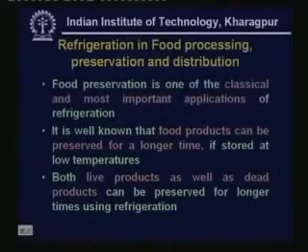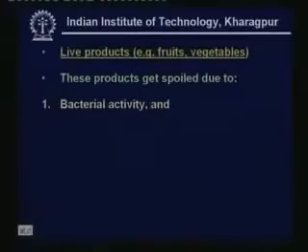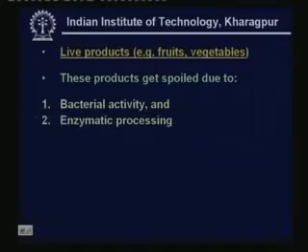You can store both live products as well as dead products for a longer time if you are keeping them at low temperatures. Let us see what are the live and dead products. Live products are typically products which can breathe, which undergo the process of respiration. These are just like any living beings, and the examples of live products are fruits, vegetables, etc. And the live products get spoiled because of two reasons. One is because of the bacterial activity, and the second reason is because of enzymatic processing. These are the two main reasons behind the decay of live products like fruits and vegetables.